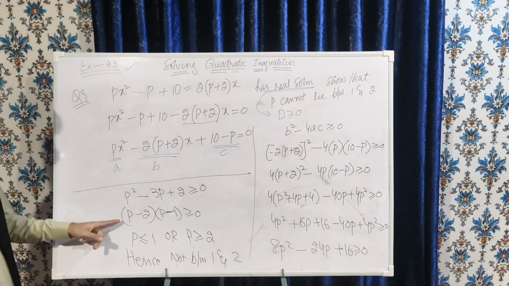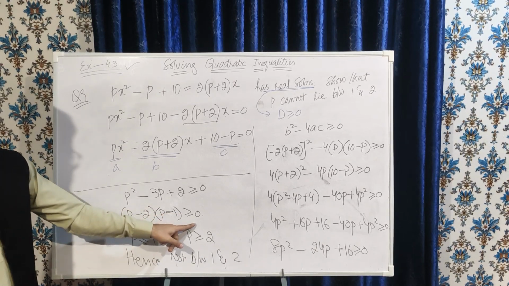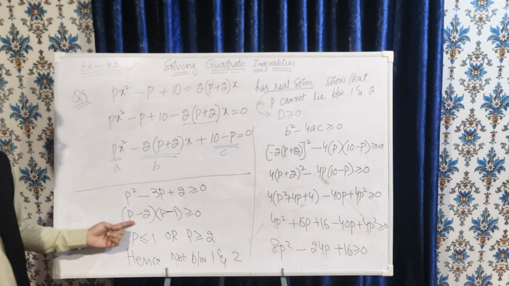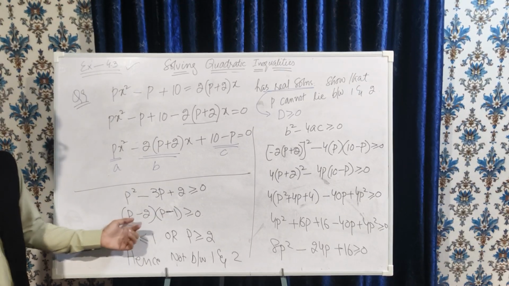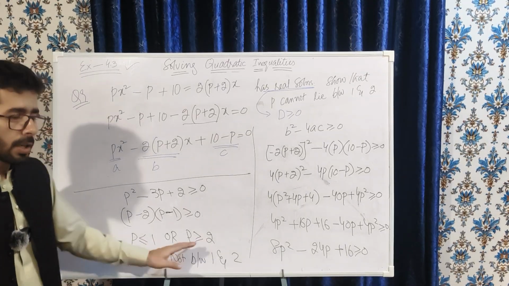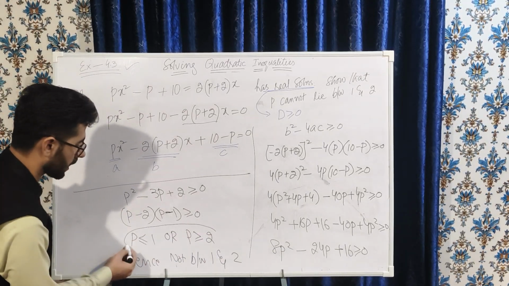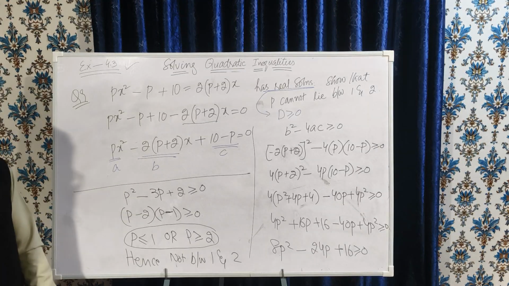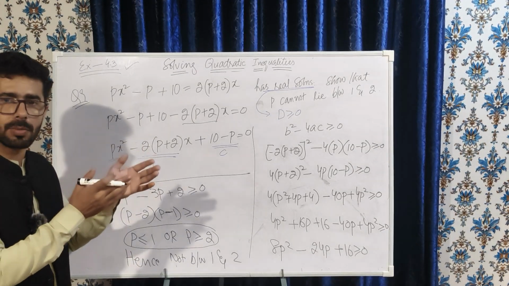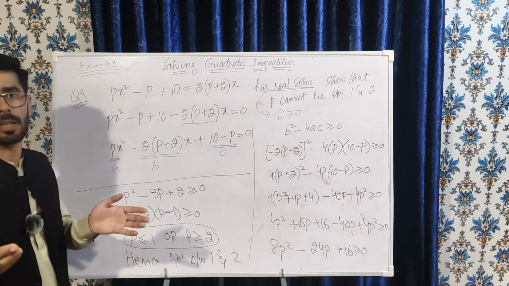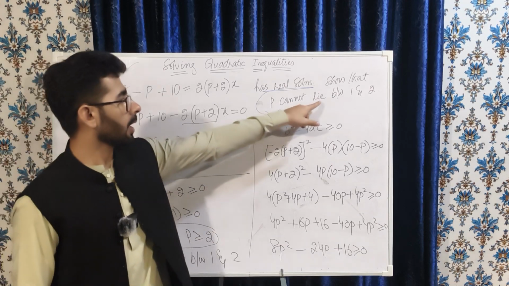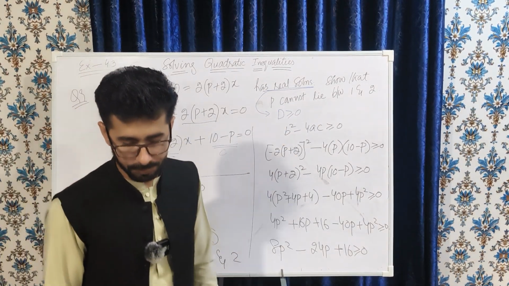Now if something is bigger than or equal to 0, we go for the roots. We take the minimum root would be 1 and the bigger root would be 2. So our range would be take values lesser than 1 or take values bigger than 2. So if this is my answer, that means the p values cannot be between 1 and 2. I have to choose either values lesser than 1 or choose values bigger than 2. I am not allowed to choose values between 1 and 2. This is what we had to show, and we did it.